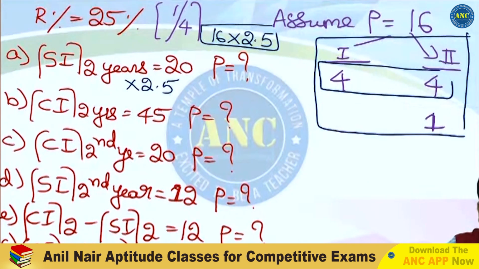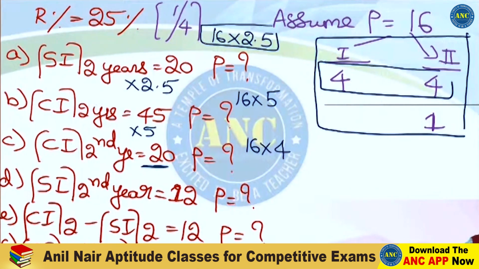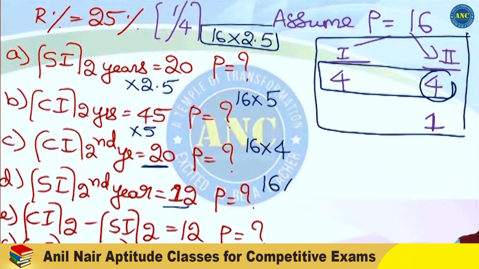Simple interest, compound interest for 2 years, 9. 9 is becoming 45 into 5. Second one answer is 16 into 5. Compound interest for the second year, 4 plus 1, it is 5. 5 is becoming 20, 4 times, so into 4. Simple interest for the second year is 4. 4 is becoming 12 into 3, 16 into 3.